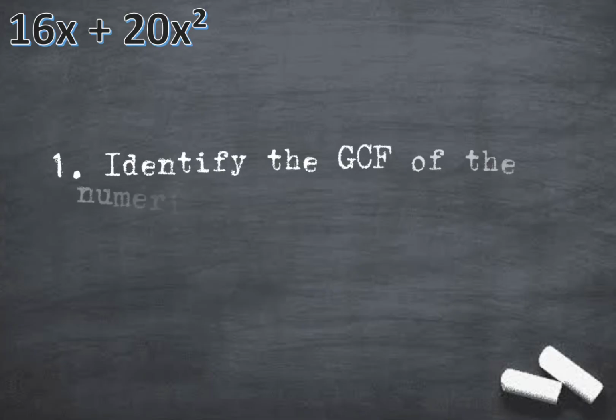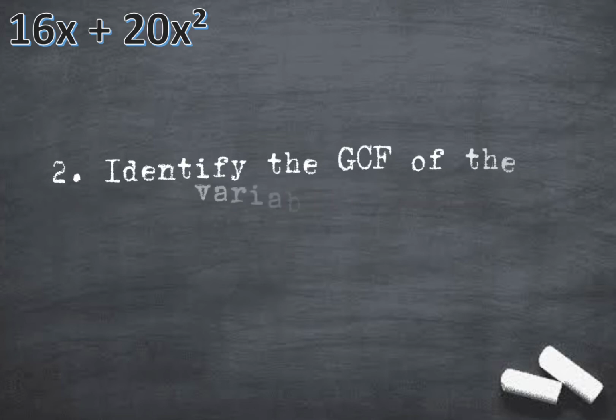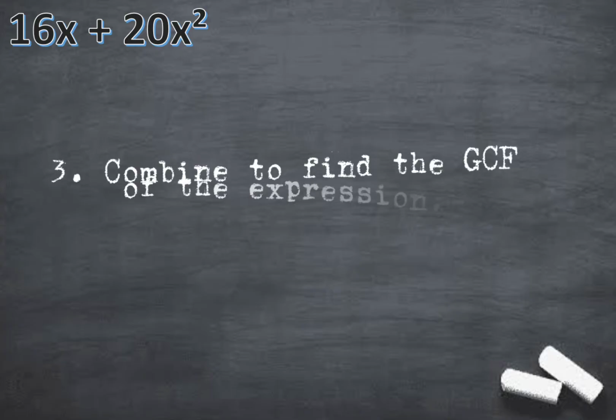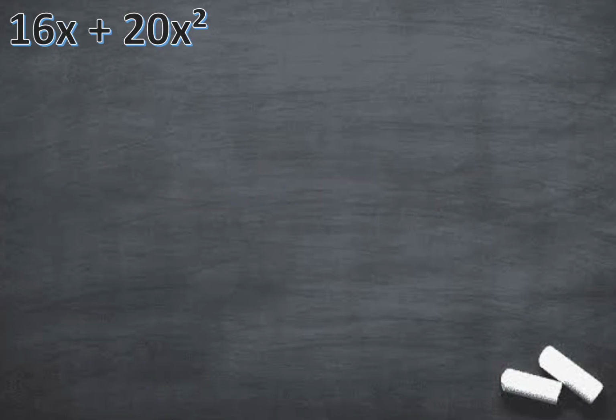In factoring this, let's follow these steps. Number 1, identify the GCF of the numerical coefficients. The coefficients are 16 and 20, and their GCF is 4. Number 2, identify the GCF of the variables. The GCF of x and x squared is x since x has the lowest degree or exponent. Number 3, combine to find the GCF of the expression. So let us combine 4 and x. So the GCF of the expression is 4x.